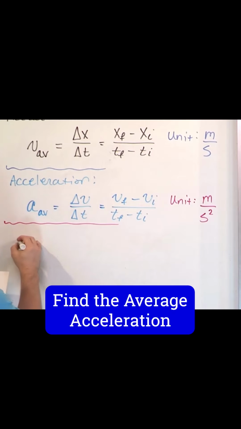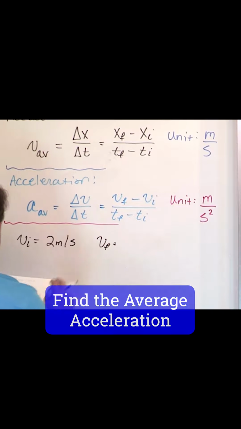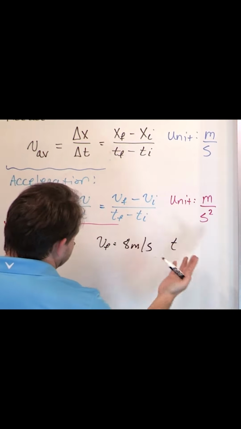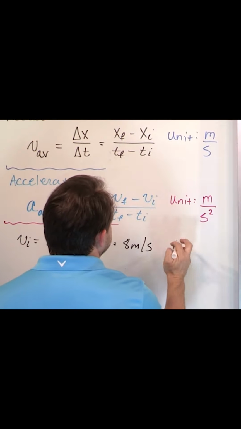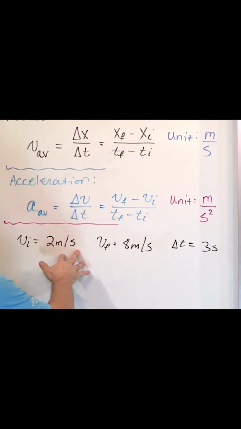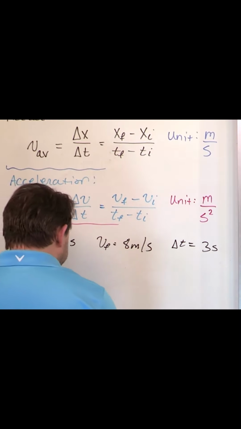What we have to begin with is the initial velocity, which we're going to write down from the problem as 2 meters per second, and the final velocity, which we'll write down from the problem as 8 meters per second, and the time, actually, we're going to write it down as delta t, and in this case, it was 3 seconds. Because I'm dealing with meters per second and seconds, I can just substitute straight in here.